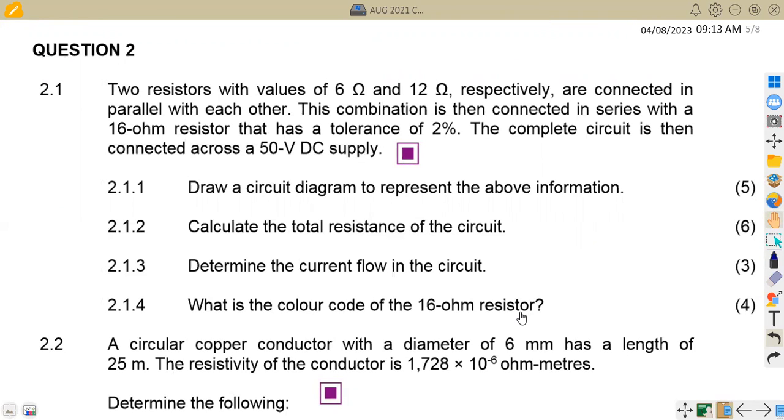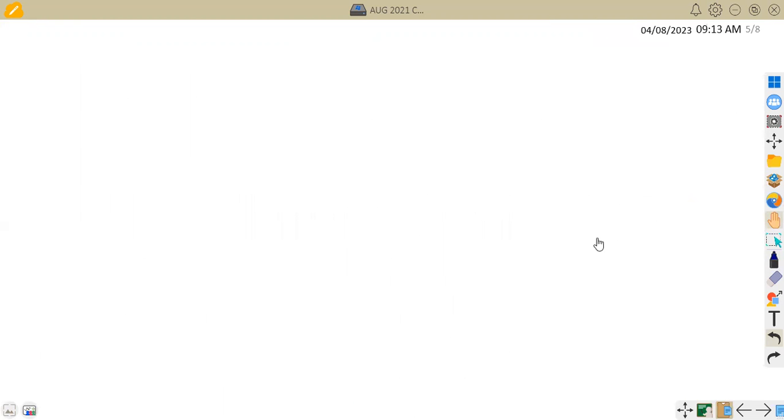The complete circuit is then connected to a 50-volt DC supply. Draw the circuit to represent the above information. You're given two resistors that are in parallel and another one in series. A circuit depends on how you want it to look, guys. It's not like you have just one setup of a circuit.